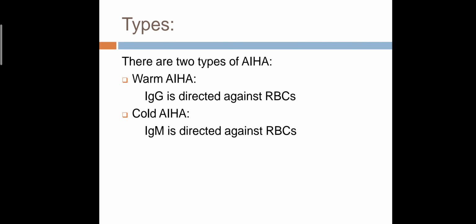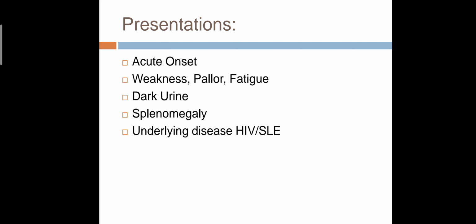There are two types, one is warm, one is cold. Warm is when IgG, immunoglobulin G, is directed against the RBCs, and cold is when IgM, immunoglobulin M, is directed against the RBCs. Next, the presentation, meaning the signs or symptoms we can see. It will be acute onset, with weakness, fatigue, dark urine, splenomegaly, that is enlargement of the spleen, and an underlying disease such as HIV, human immunodeficiency virus, or SLE, systemic lupus erythematosus.